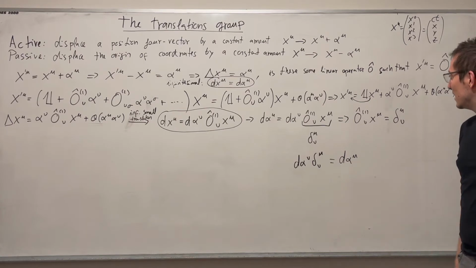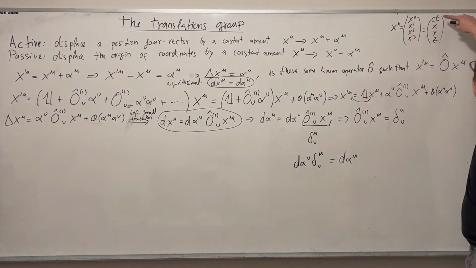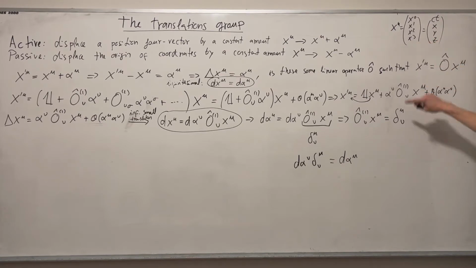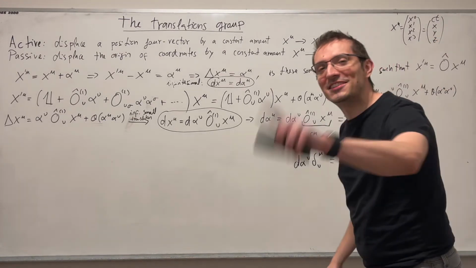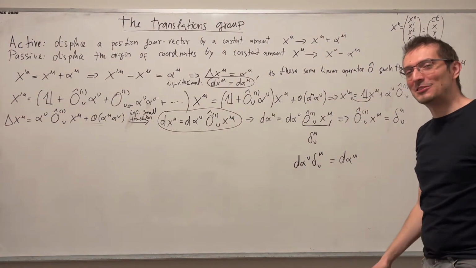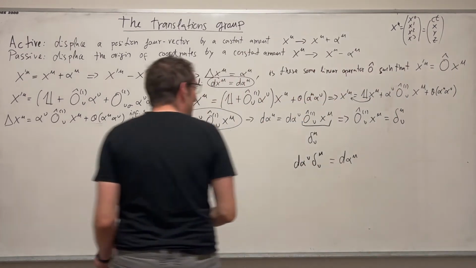What could it be? Well, O1 nu has to be a linear operator that acting on this vector here, x0, x1, x2, x3, gives me the delta. What is that operator? We have seen it. We have seen it in the second video. Pause the video again. Guess. All right. So let's see what it is.